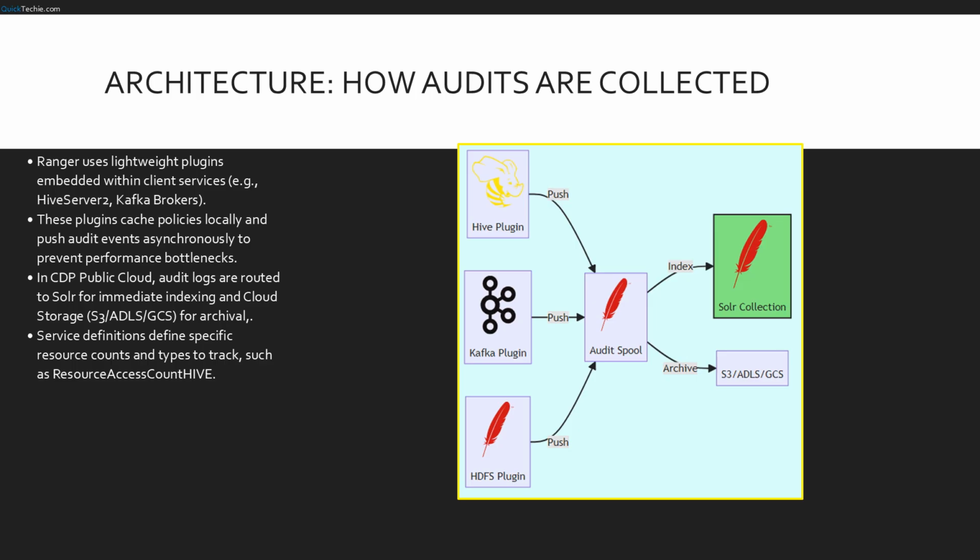Here we see the aggregation model. Multiple plugins from services like Hive, Kafka, and HDFS push events to an intermediate buffer or spool. From there, the data forks. One path goes to the Solr collection for real-time indexing and UI display, while the other path goes to cloud storage like S3 or ADLS for durable, long-term archiving.